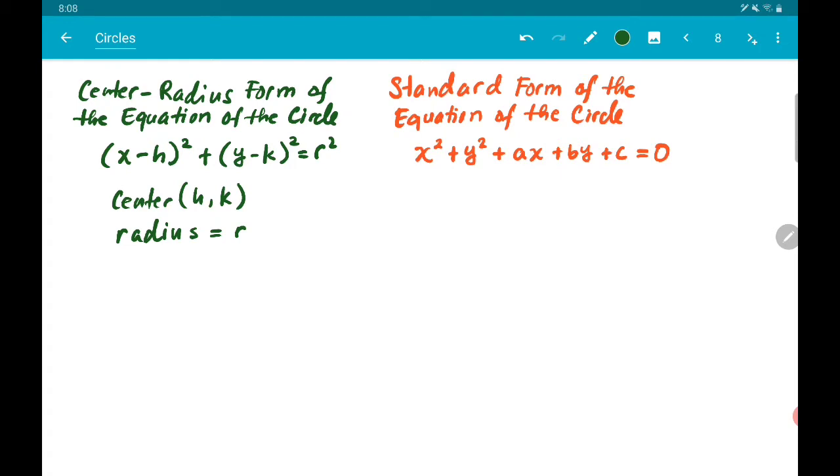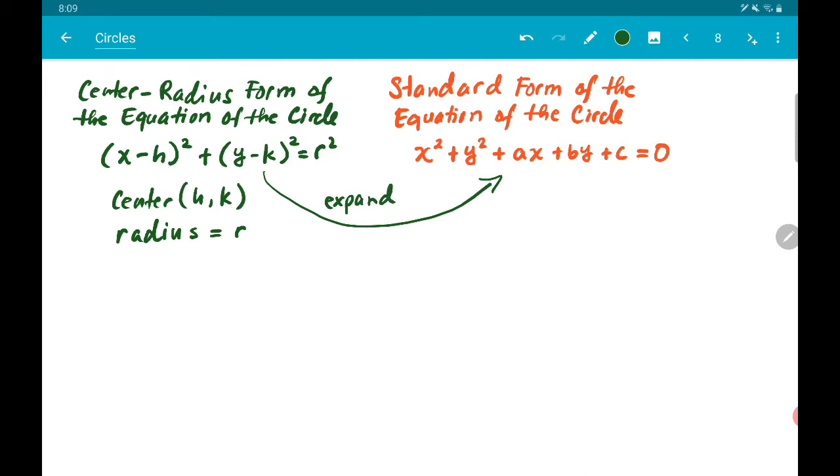For the most part, when we say standard form, you throw everything to the left side of the equation and make the right side equal to 0. So the standard form of the equation of the circle takes the form x² + y² + ax + by + c = 0. To go from center-radius form to standard form, what you do is expand.